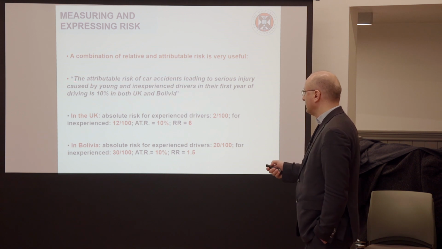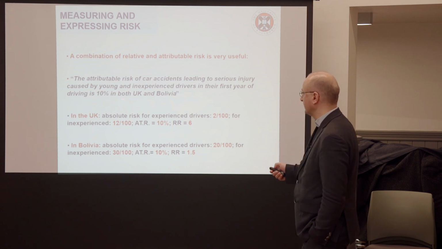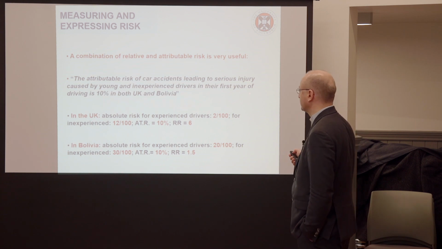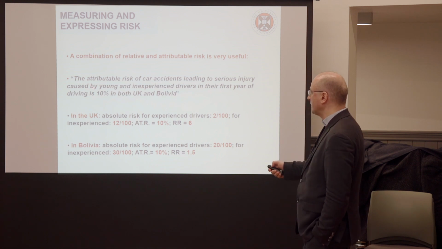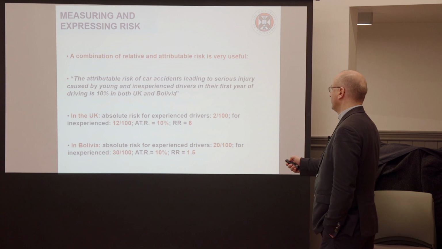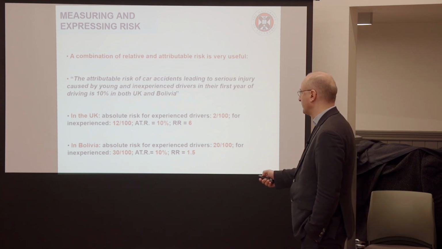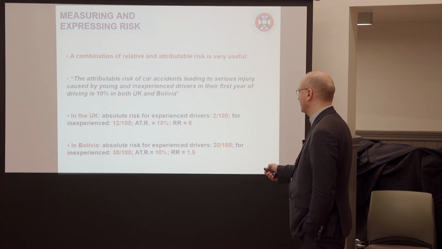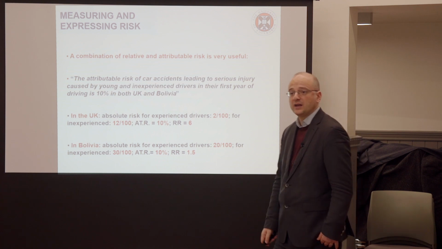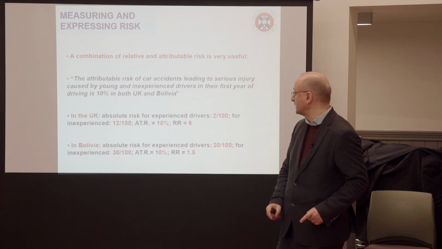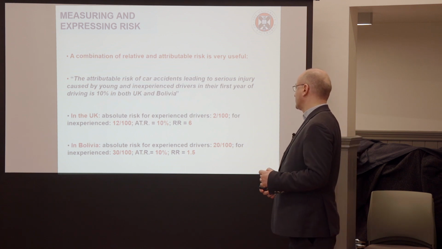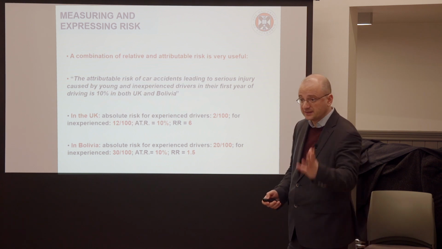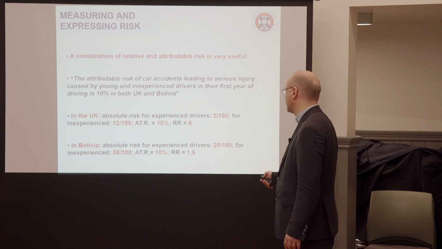For example, the attributable risk of car accidents leading to serious injury caused by young and inexperienced drivers in their first year of driving is 10% in both UK and Bolivia. How come? In the UK, absolute risk for experienced drivers is 2 per 100, for inexperienced 12 per 100. This means that attributable risk is 10% and relative risk is 6. So in the UK, young drivers are 6 times more likely to cause a serious injury than the experienced older drivers. 6 times more. That's a lot, and that's a real thing.